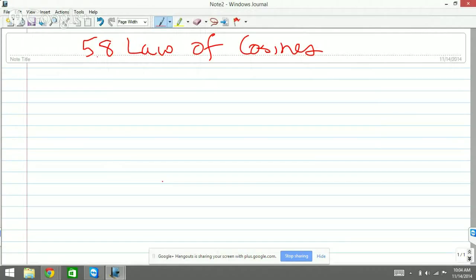Okay, the law of cosines. It's very similar to the law of sines. Is there a law of tangents? A lot. A law of tangents? It's a very good question. No.